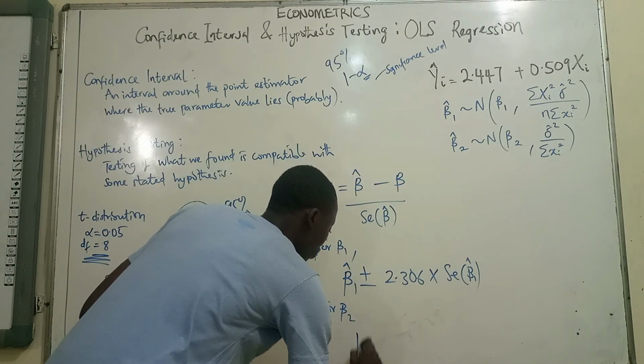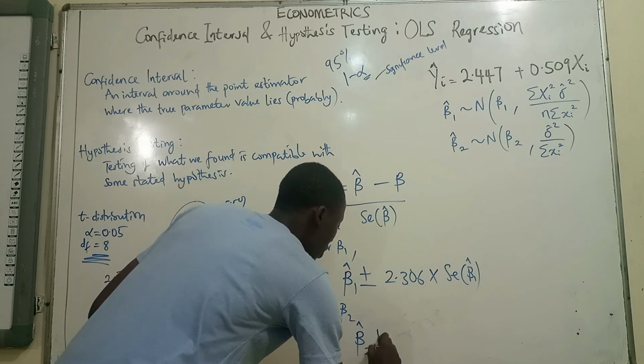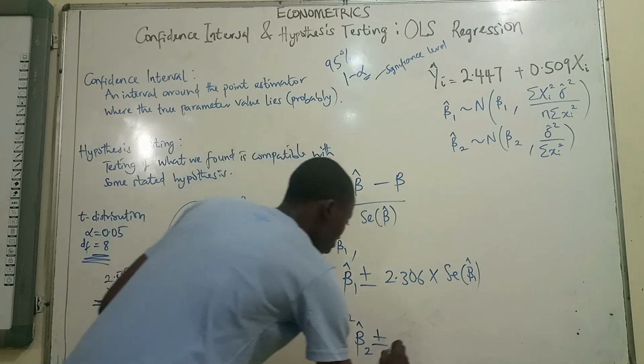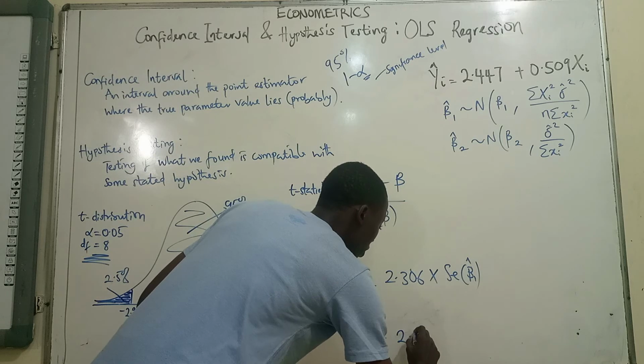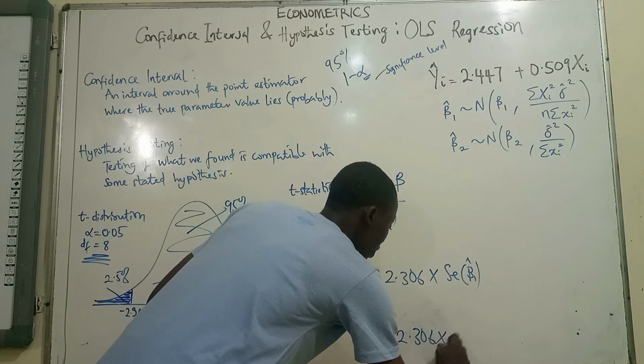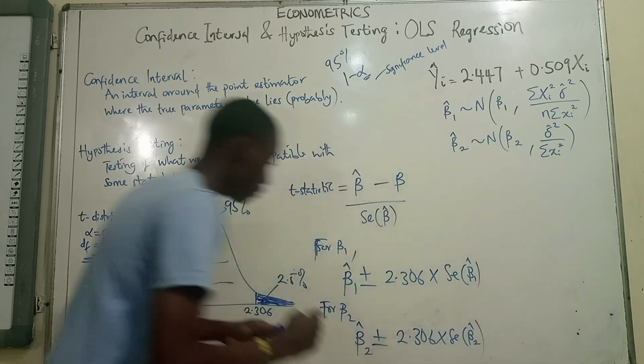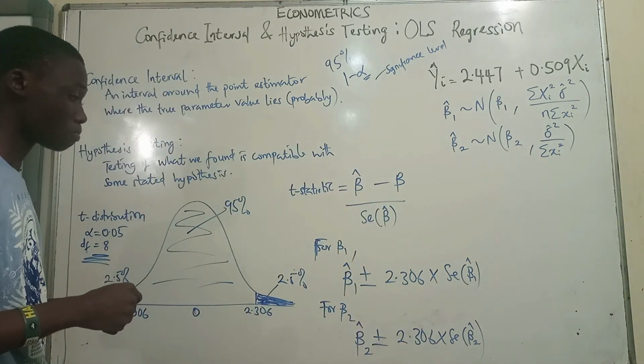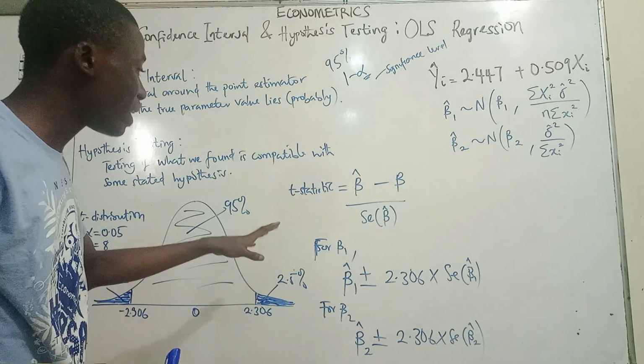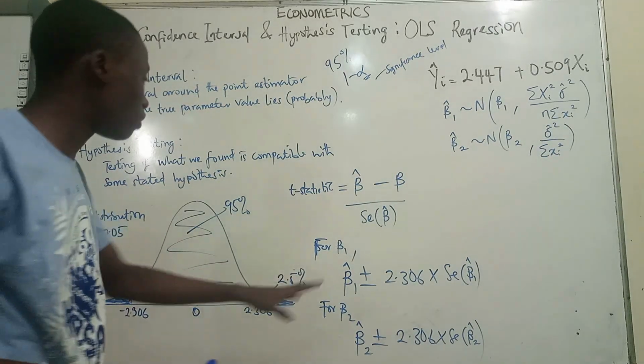And same thing too for beta 2. The confidence interval will be the estimated beta 2 plus or minus 2.306 times the standard error of beta 2. Okay, so the reason why it is this is not far-fetched.